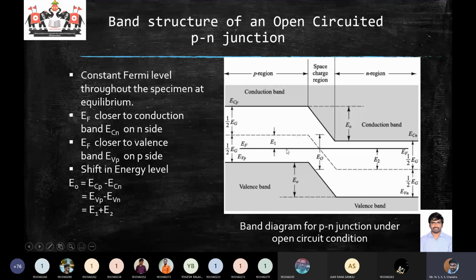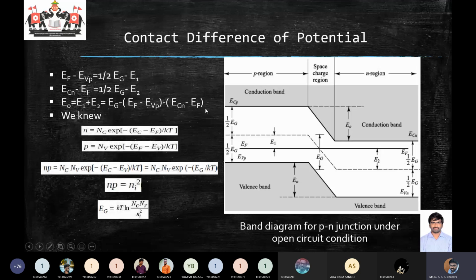So this E1 is nothing but, if you take this E1, half EG minus EF. So we have written these values. EF minus EVP is equal to half EG minus E1, and ECN minus EF is equal to half EG minus E2. We are just writing these equations from this diagram. So the first equation is EF minus EVP. Let us check where EF and EVP are.